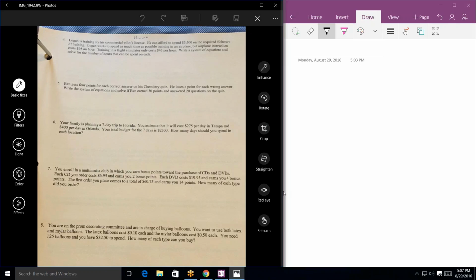Now, we have dealt with problems in the past where you could choose to use one variable or two variables. And usually in Algebra 1 class, they want you to use just one variable. But you're dealing with systems of equations here. So almost certainly they want you to use two variables on every one of these.